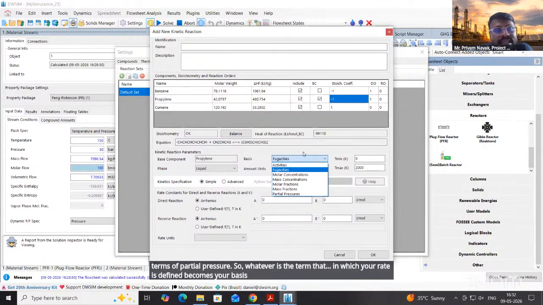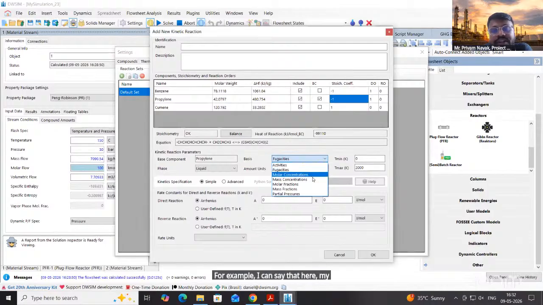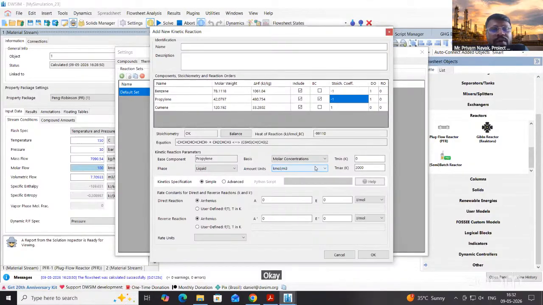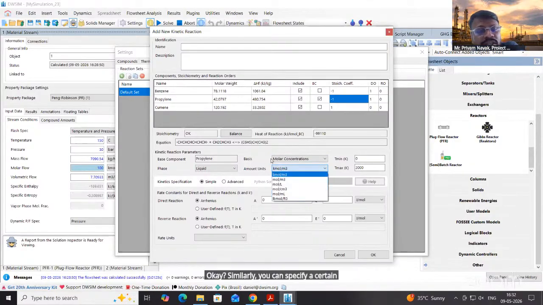For example, I can say that here my basis is molar concentration. That means my rate law is minus RA equals K into the molar concentration of benzene into the molar concentration of propylene. Therefore your basis becomes molar concentration. Similarly, you can specify the unit of that molar concentration accordingly.